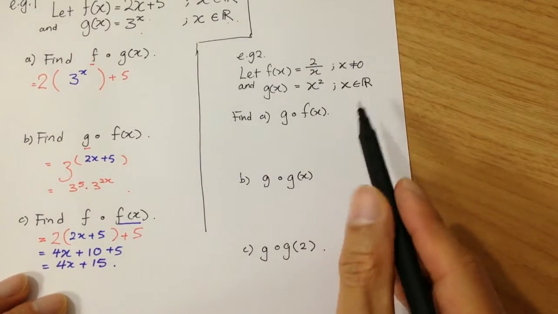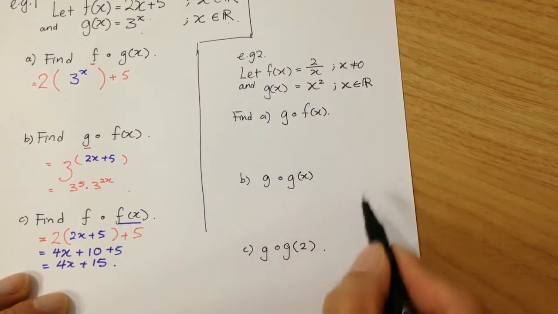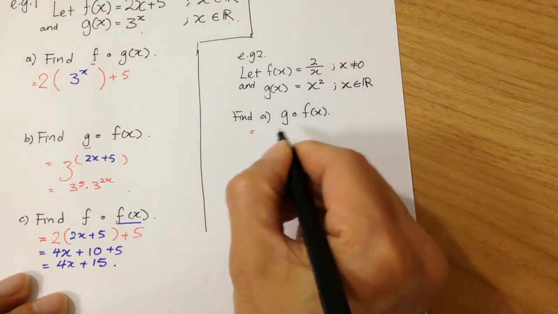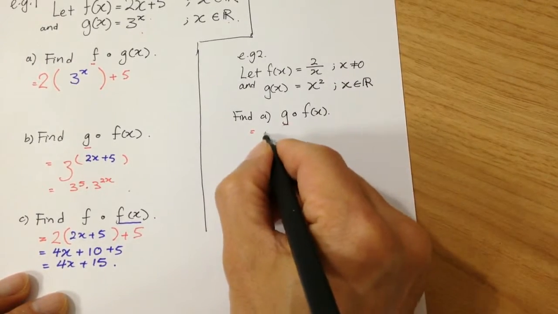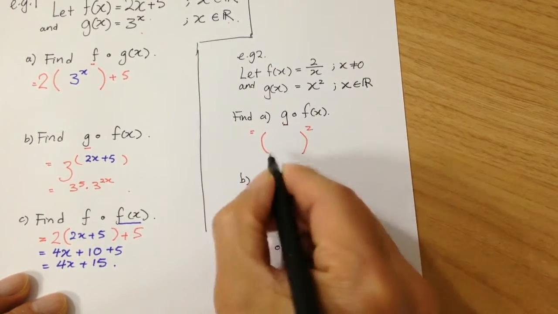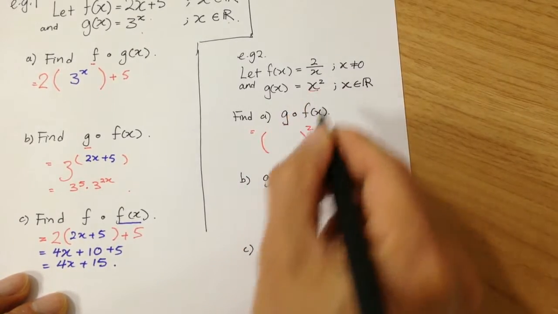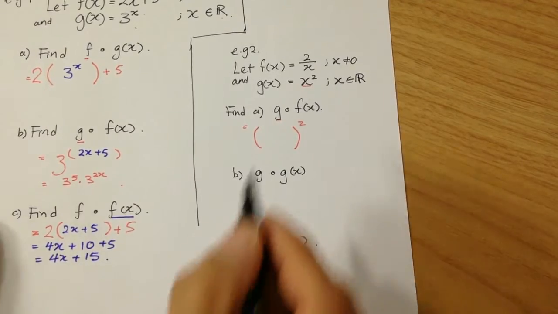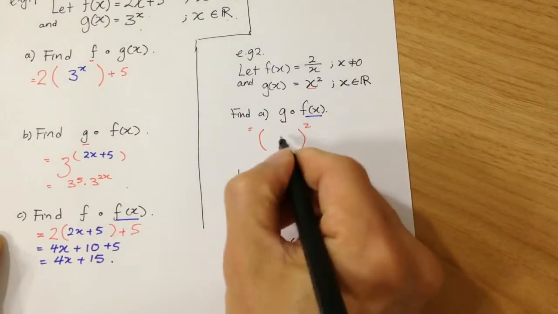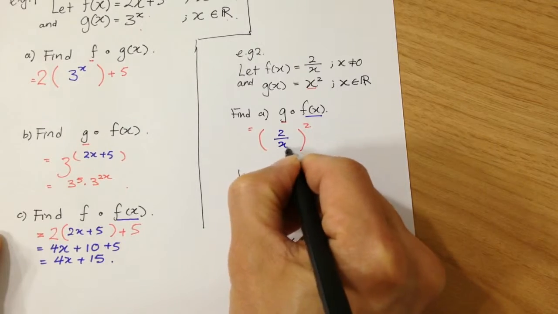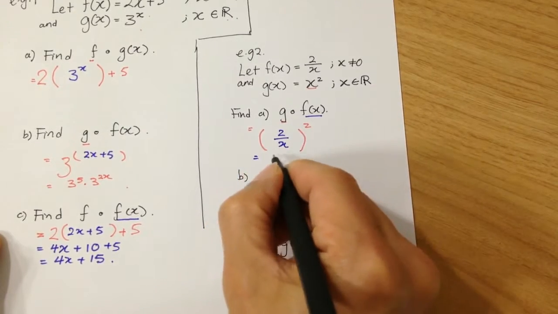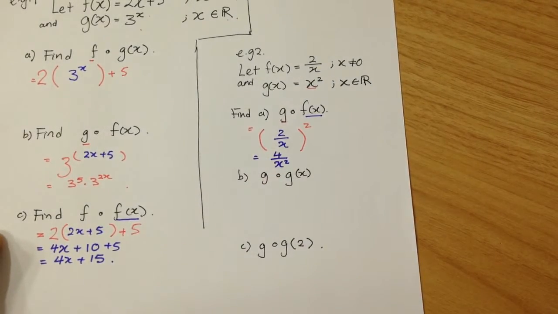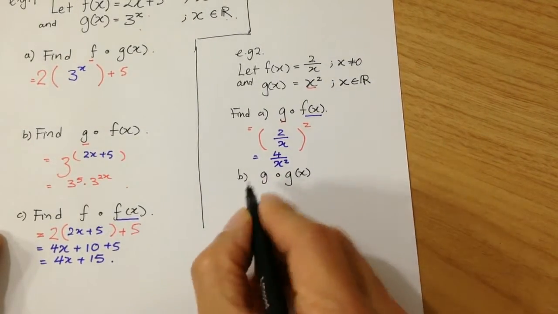Functions given. And again, we're going to assume that all these compositions exist. G of f of x, that means write g first. In this case, big bracket, square, because every time you see an x, you replace it by a big bracket. And inside the big bracket, we're going to put in f of x. F of x here is 2 over x. So this simplifies to 4 over x squared. That's the answer.